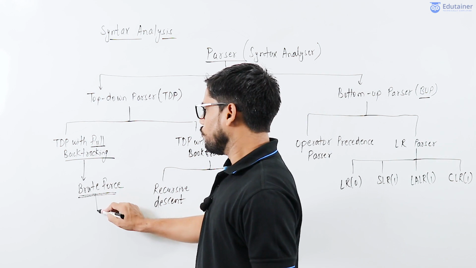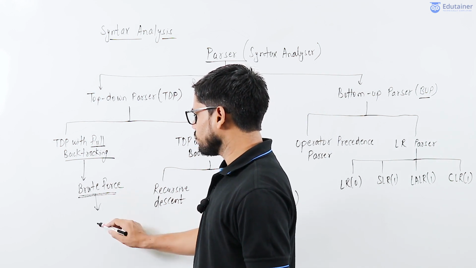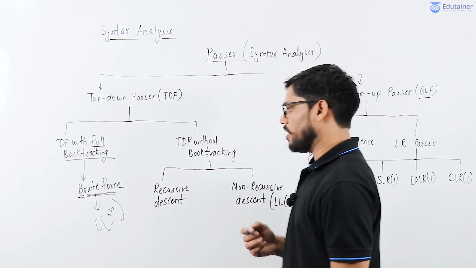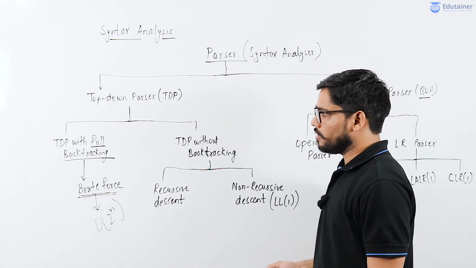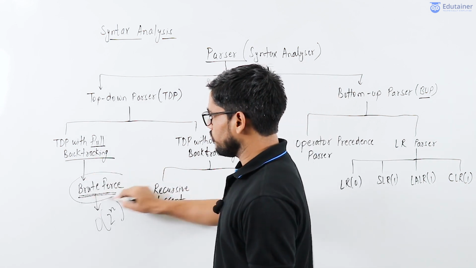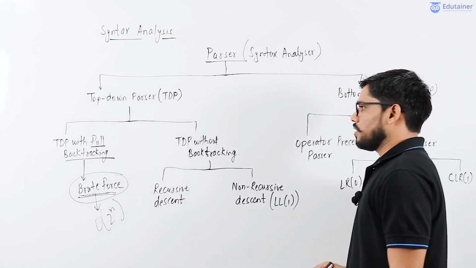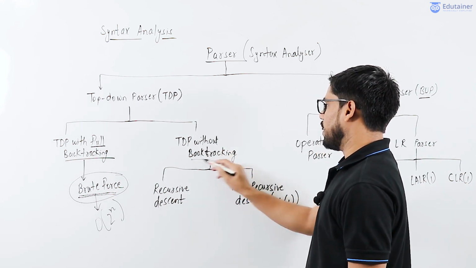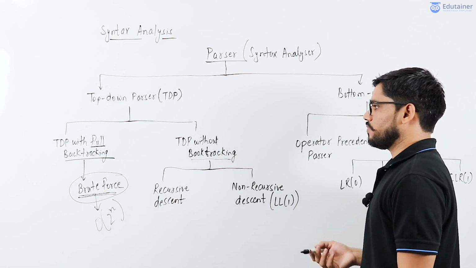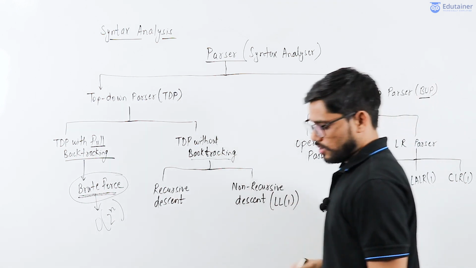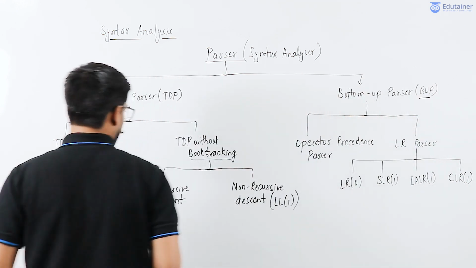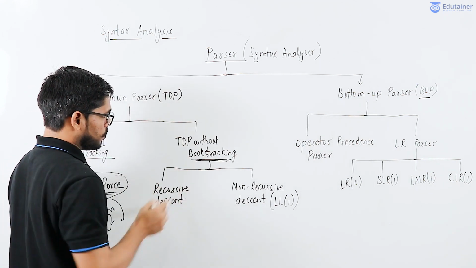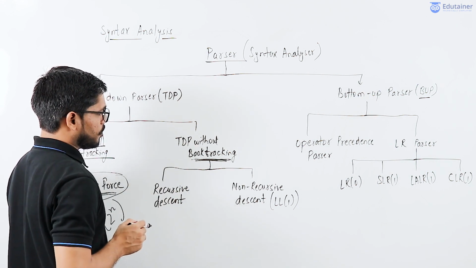And in the brute force method, the complexity is big O of 2 power n, which is very huge. So generally we avoid the brute force method for the parsing process. The second top-down parser is the top-down parser without backtracking. So here the good thing is we have not used the brute force method, and we can easily parse the grammar using this top-down parser without backtracking.